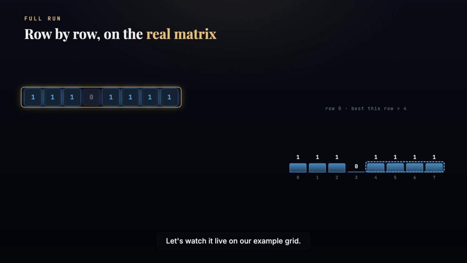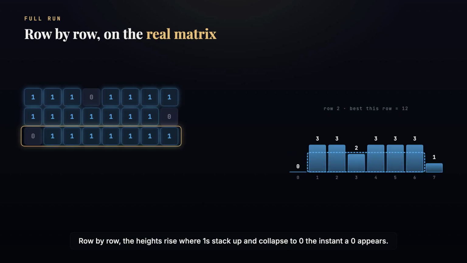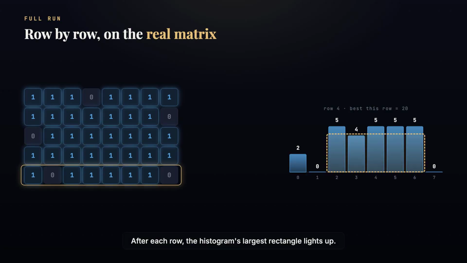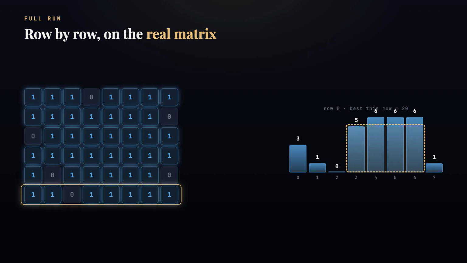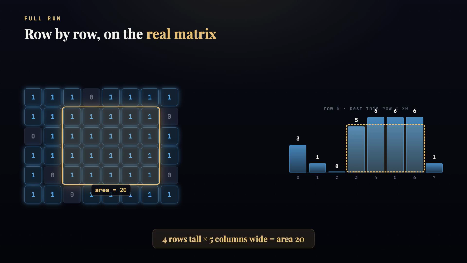Let's watch it live on our example grid. Row by row, the heights rise where ones stack up and collapse to 0 the instant a 0 appears. After each row, the histogram's largest rectangle lights up. Watch how the winning rectangle shifts as more rows accumulate. By row 5, we've locked in an area of 20, spanning 4 rows tall and 5 columns wide.